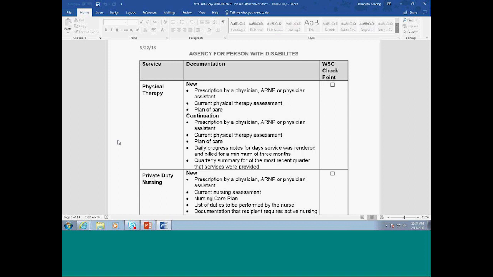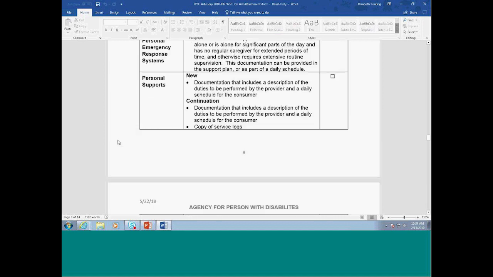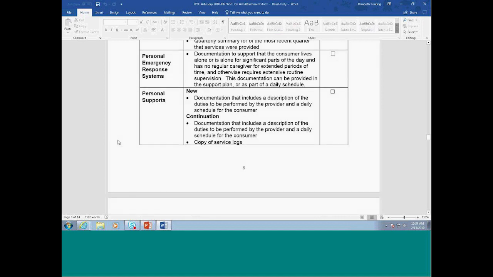For personal support, back up. Again, we really need some kind of a daily schedule and duties that the personal support provider is needed for. So this documentation can be a supplemental document to your packet, or it can be something that you put in the support plan itself. But we really need that, and we really need some service logs. It will be helpful for us to read as well.